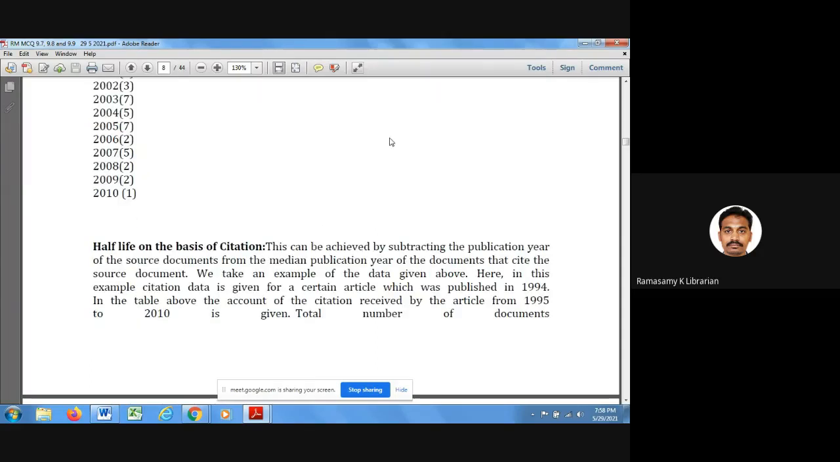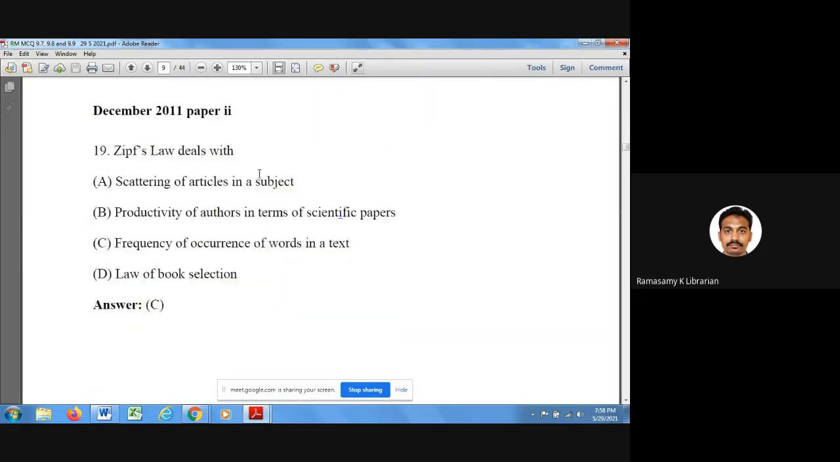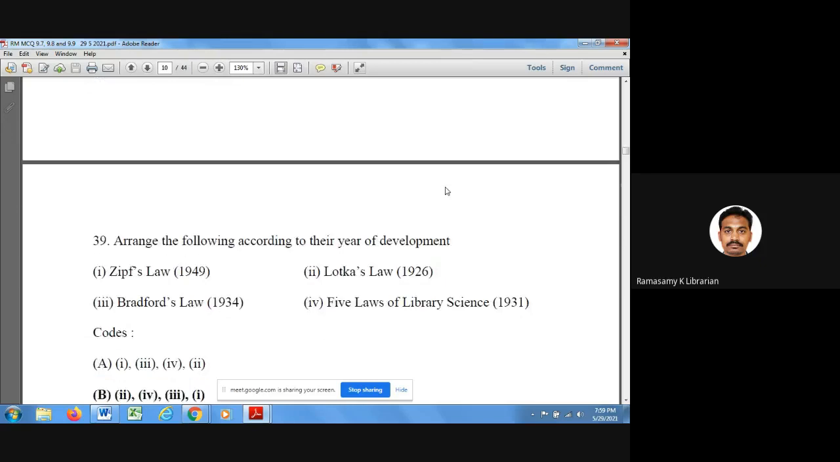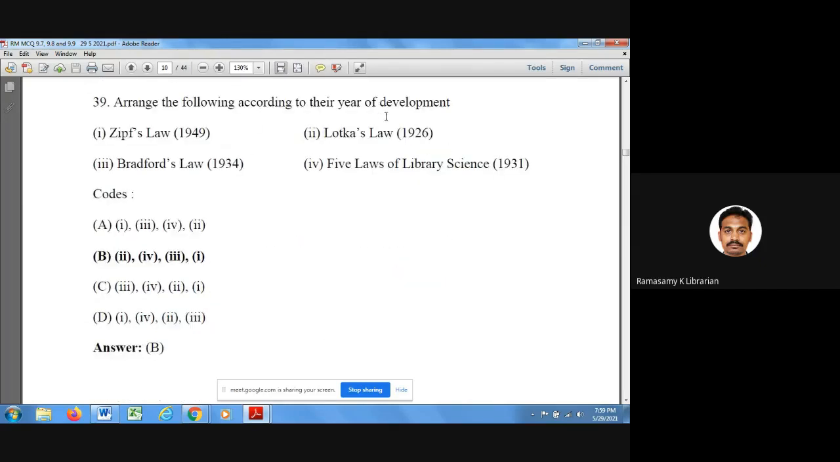And if you can just read, I have given a clear-cut explanation for calculating half-life here. Fine. Zipf's law is dealing with the very simple frequency of occurrence of words in a text. It's repeated a good number of times. Arrange the following according to their year of development. I have given years. Five Laws of Library Science was published in 1931. Lotka's law was proposed in 1926. Bradford's law of scattering, 1934. Zipf's law in 1949. You can arrange them. Okay, fine.